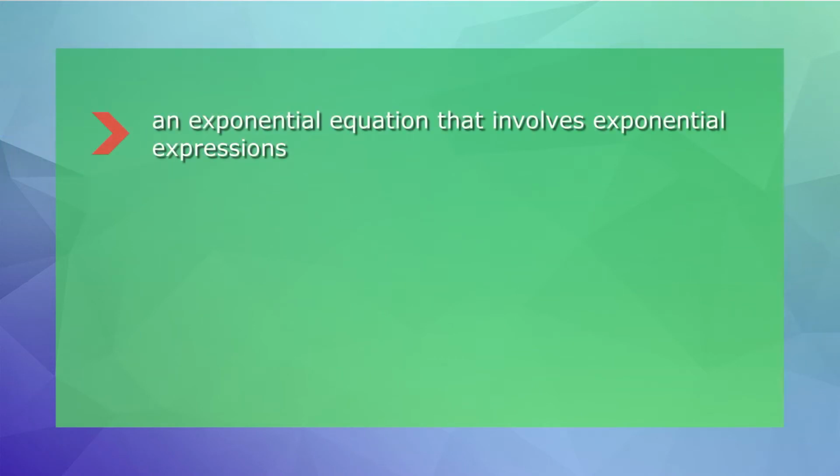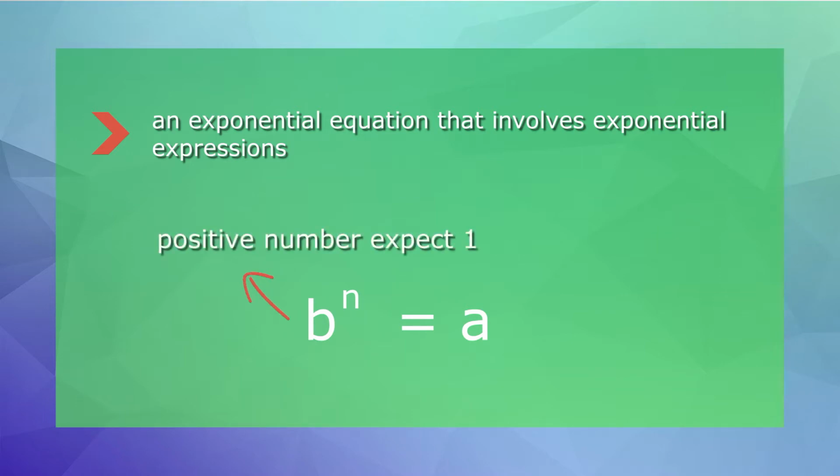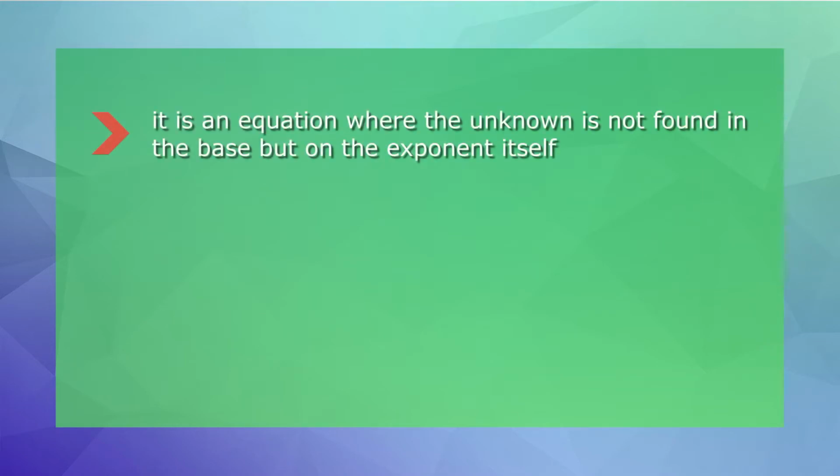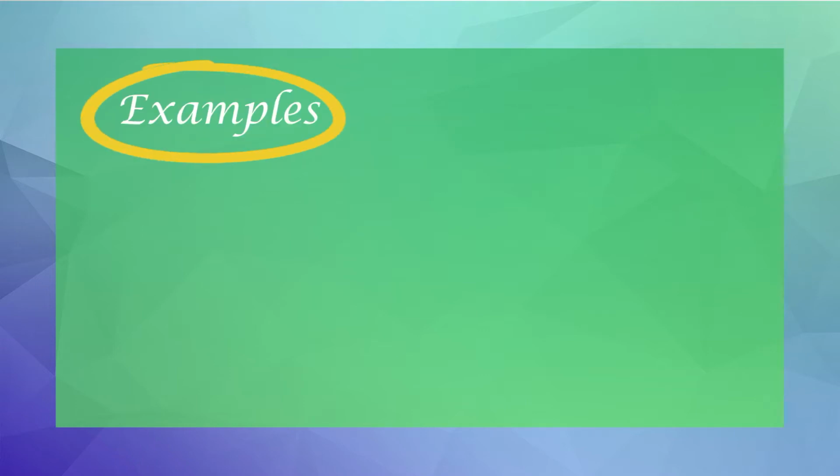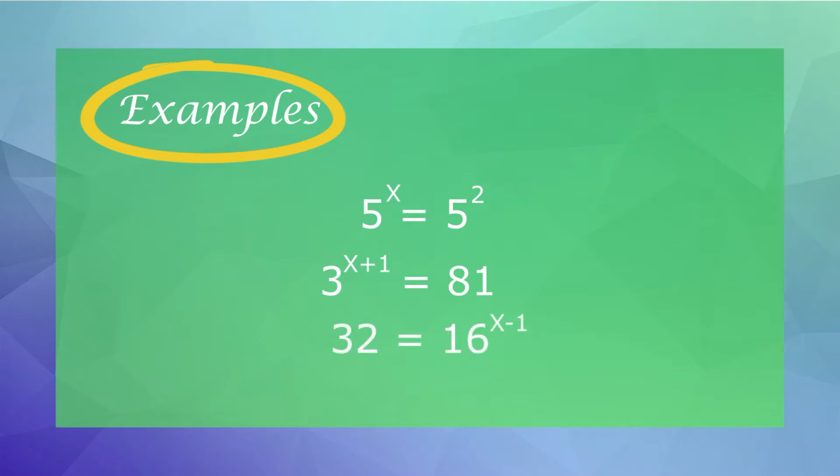By definition, an exponential equation is an equation that involves exponential expressions in the form of b to the power of n is equal to a, where b is a positive number except 1. To put it simply, it is an equation where the unknown is not found at the base, but on the exponent itself. Examples could be 5 to the power of x is equal to 5 squared, 3 to the power of x plus 1 is equal to 81, 32 is equal to 16 to the power of x minus 1, and so on.